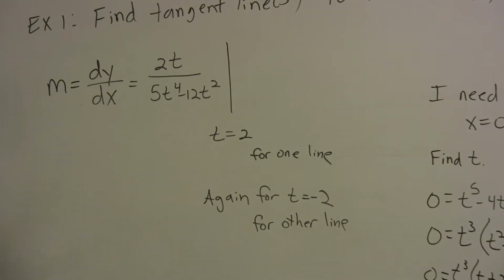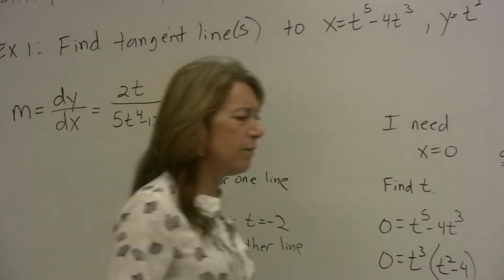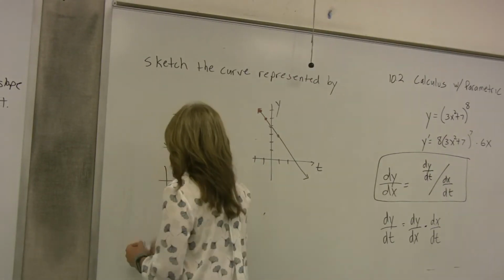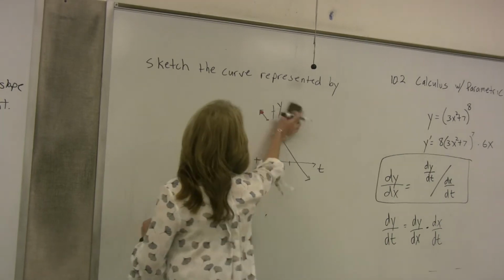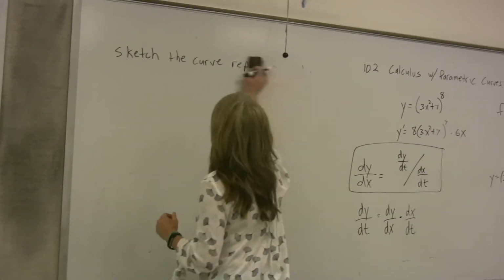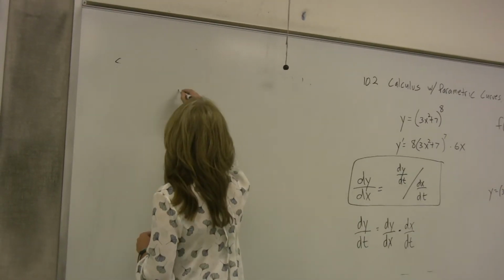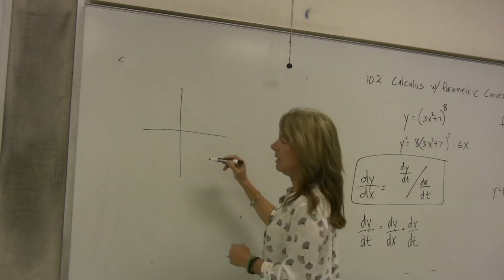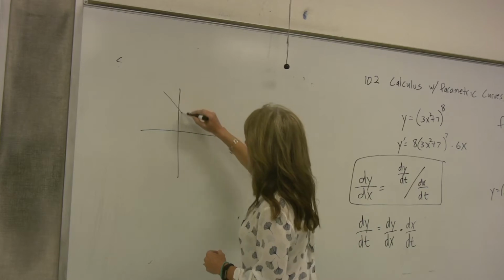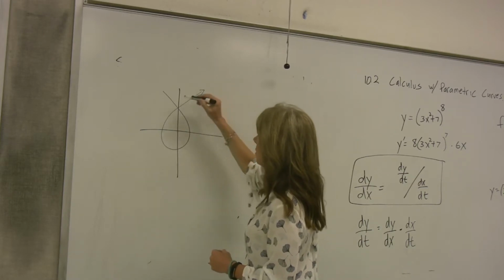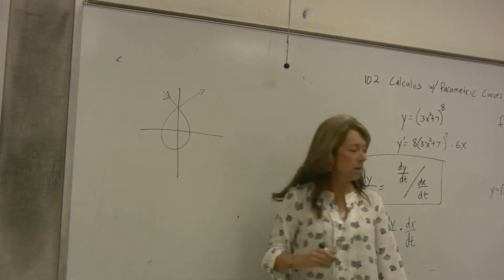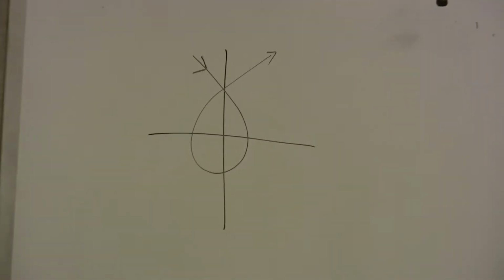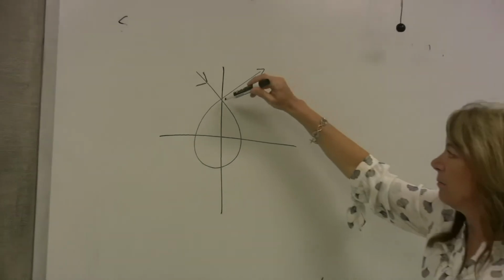And a lot of people don't understand why there's 2 tangent lines. Let me give you a visual. I don't know if this is the exact graph. Let me give you a visual of why there'd be 2 tangent lines. Let's say my parametric curve looked something like this. This might be the same curve that we're looking at. And say this is the point right here.